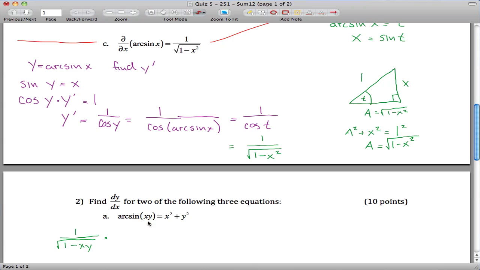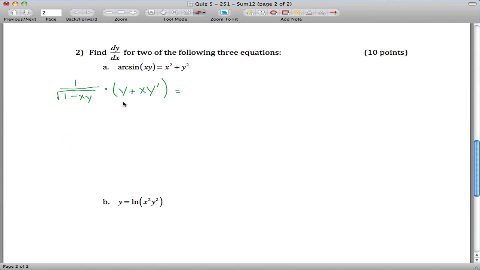Then you're not finished here. We're using the chain rule. We'll have to multiply times the derivative of x times y. Product rule there. You'll get the derivative of x is 1 times y, plus leave the x alone and multiply it by the derivative of y, which is y prime. So what we've done is taken the derivative of the left-hand side of the equation.